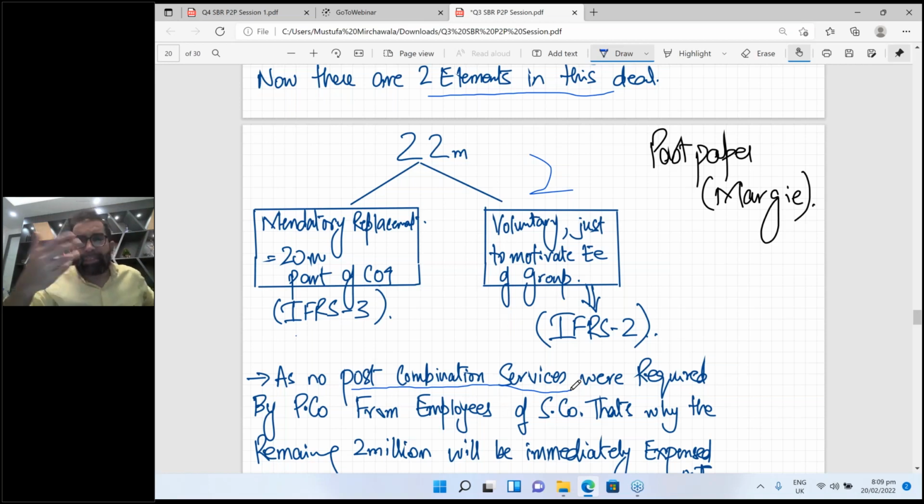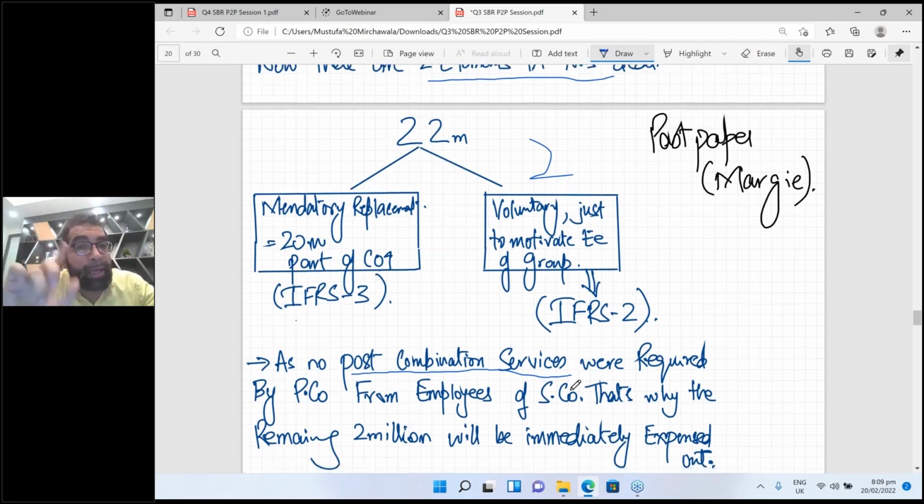But wait, as a student you may ask, sir, what if the parent company asked these guys to work 2 years more? Or is there any vesting period? So definitely you need to spread this expense over the remaining life. Okay, right? So this is the basic story.